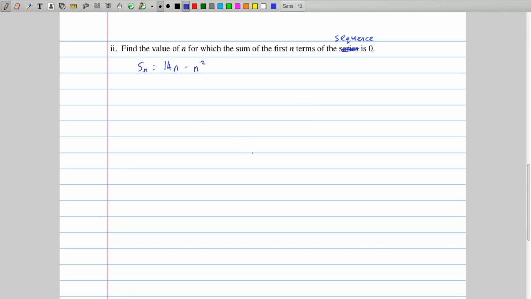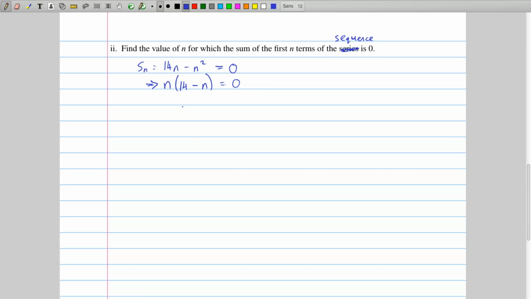We already know that the sum of the first n terms of the sequence is given by this. We worked it out in the very last question. So the question is asking, find the value for which the sum of the first n terms is 0. In other words, what happens when this equals 0? What is the value of n that makes this true? And so this is going to be a factorization type question. So between these two, the 14n and the n squared, n is common. So take that out as a common factor and you end up with n times 14 minus n equals 0.